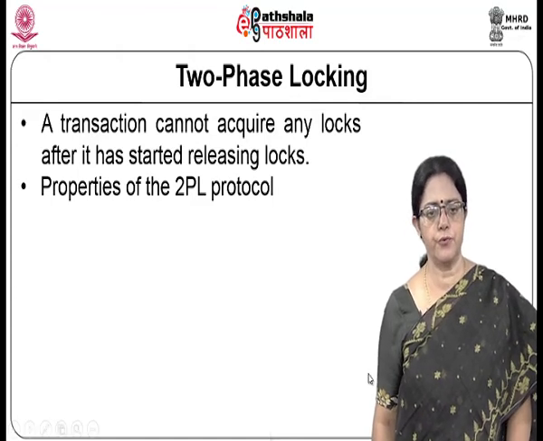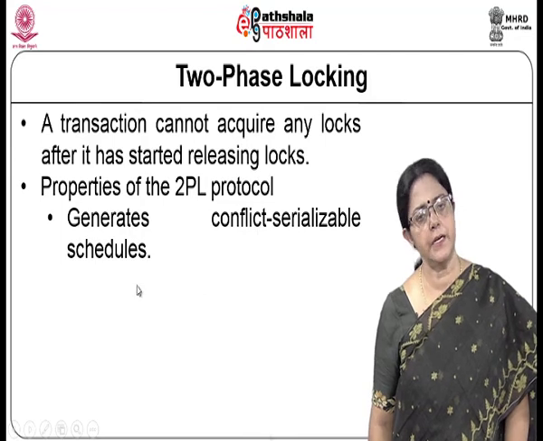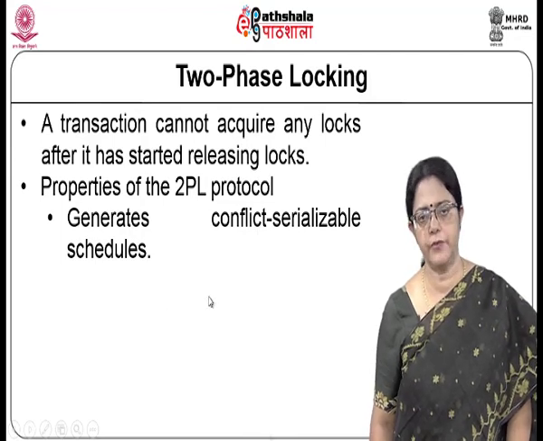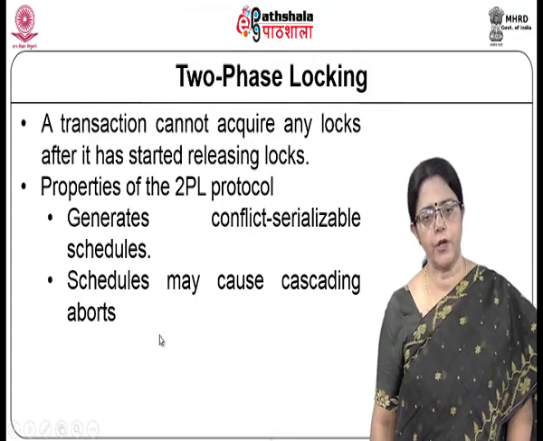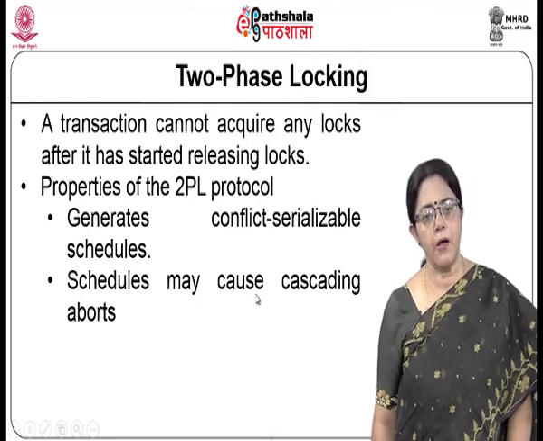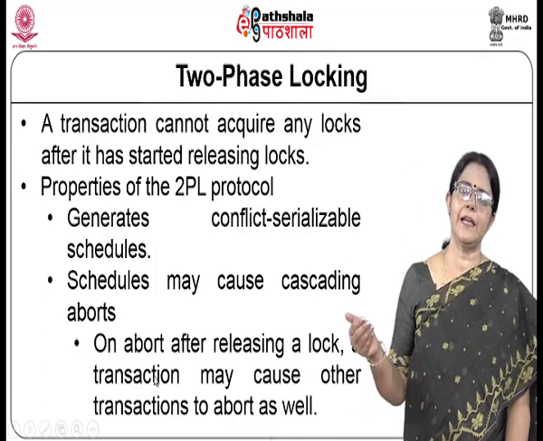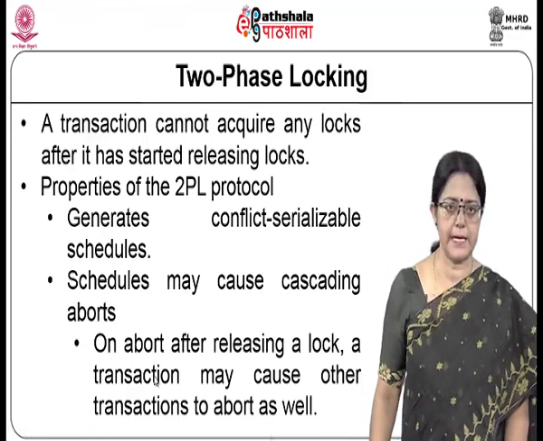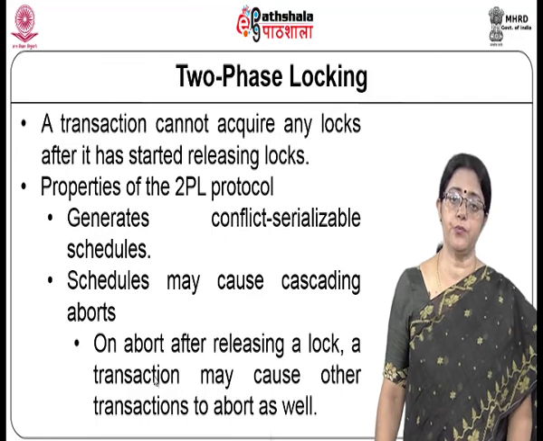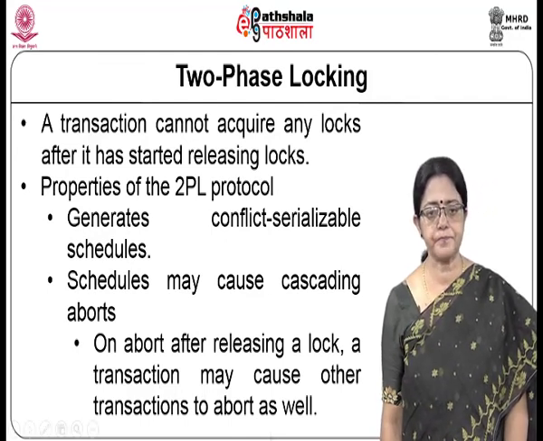The properties of 2PL are that it guarantees a conflict serializable schedule. There is no conflict in a schedule created by a two-phase locking mechanism. However, it may cause a cascading abort. If we abort one transaction after releasing a lock, it may cause many more transactions which are part of the two-phase locking protocol to abort.